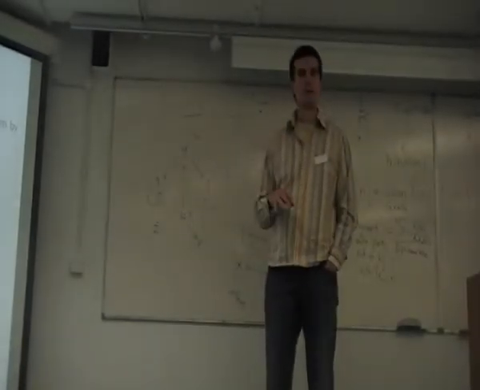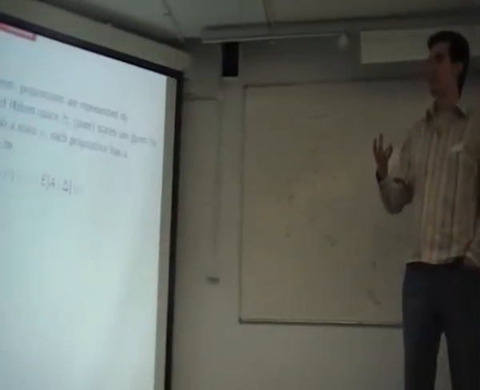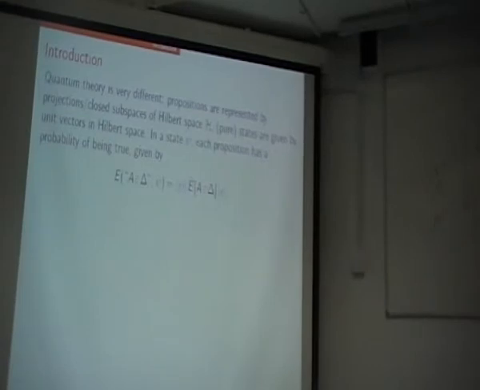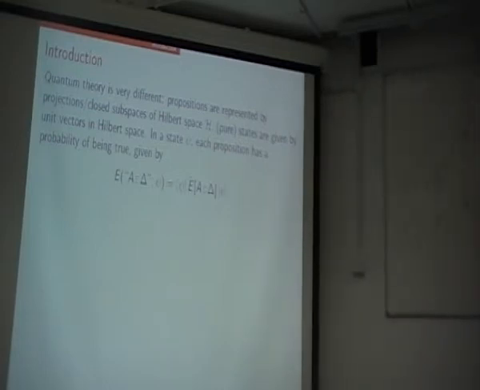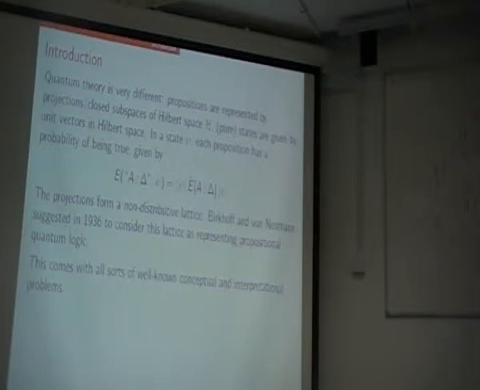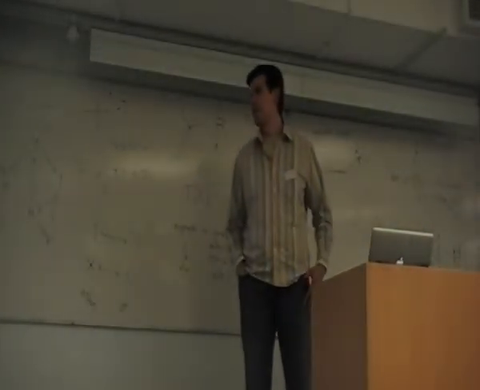In quantum theory, of course, it is very different. Propositions are represented by projections, or equivalently closed subspaces of Hilbert space, and pure states are given by unit vectors in Hilbert space. In a state psi, a proposition has a probability, which is just the expectation value of the projection representing the proposition. So this is a real number between 0 and 1. The projections form a non-distributive lattice, as is well known: the meet and the join don't distribute over each other. Nonetheless, Birkhoff and von Neumann suggested in 1936 to consider this lattice as representing propositional quantum logic. This comes with a whole bag of well-known conceptual and interpretational problems. I think most of you will know this, and if not, there's not enough time to explain it, unfortunately.